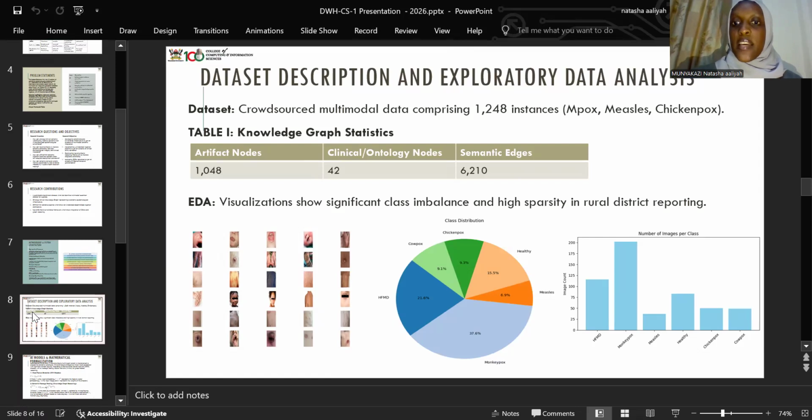During EDA, we observed class imbalances and graph sparsity. This means that some diseases had more samples than the others, and some regions had fewer semantic connections. So we tried data augmentation, using flips and rotations. These findings influenced our preprocessing and evaluation strategies.